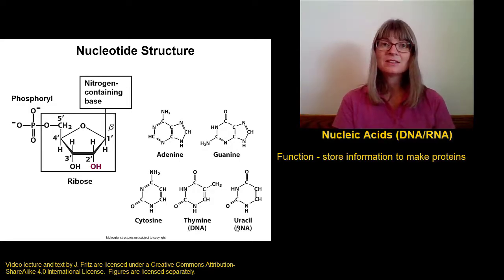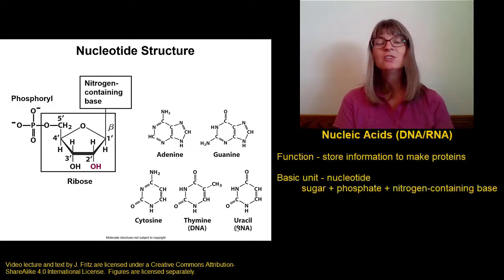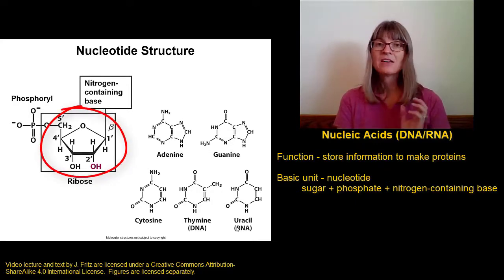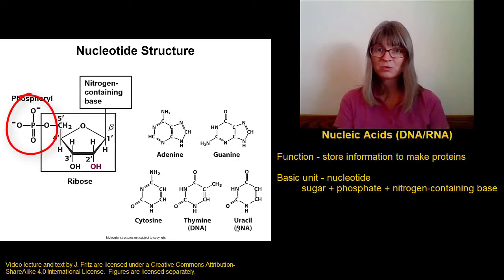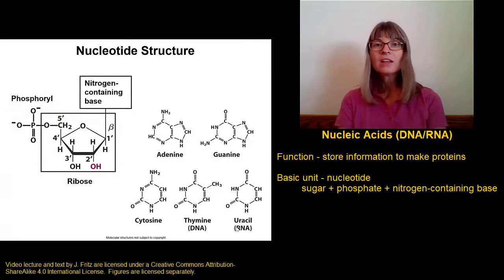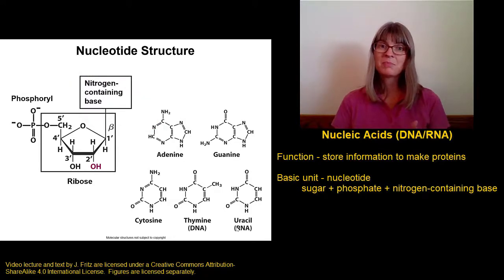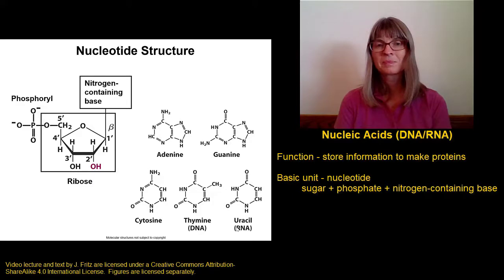The basic unit of nucleic acid is the nucleotide. So nucleic acids, whether it's RNA or DNA, are made of nucleotides. Each nucleotide has three basic parts. All nucleotides have a sugar, and they all have a phosphoryl or phosphate group, and they all have a nitrogen-containing base. So sugar, phosphate, and base are the three components that we need to have a nucleotide.